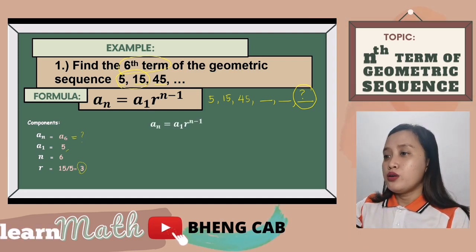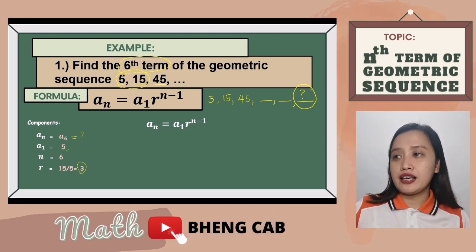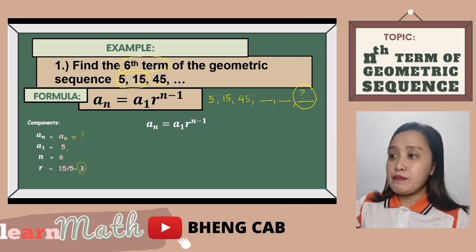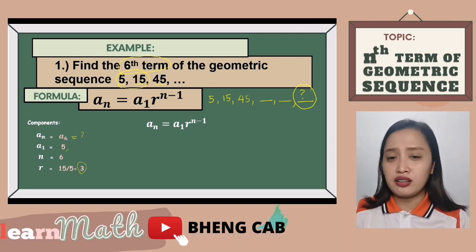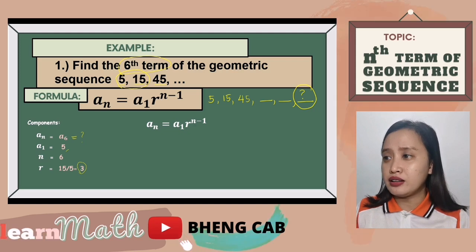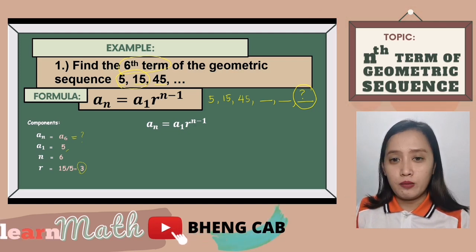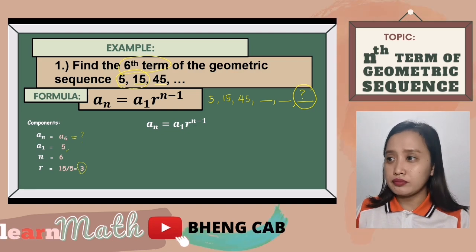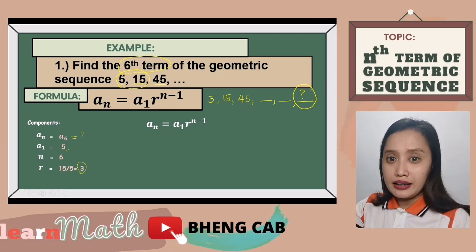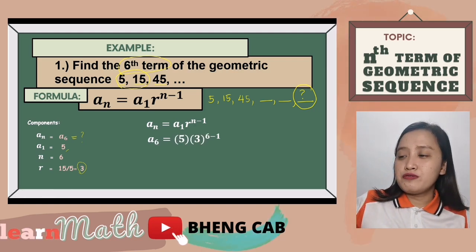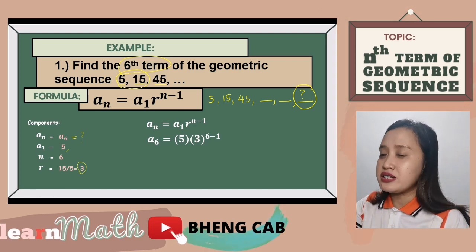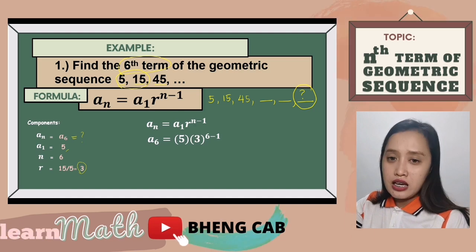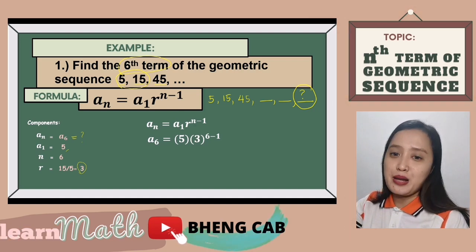Okay, so, let's try plugging in or substituting the values we have for this given. A sub n equals a sub 1 r raised to n minus 1. As I have mentioned, kapag na-plug in natin or na-substitute natin yung value ng components dito sa ating formula, hindi tayo kaagad babara-bara na mag-multiply nito. Okay? So, hindi natin siya i-multiply kaagad. So, instead, try natin a sub 6 equals 5 times 3 raised to 6 minus 1. So, a sub 6 equals 5 times quantity 3 raised to 6 minus 1.